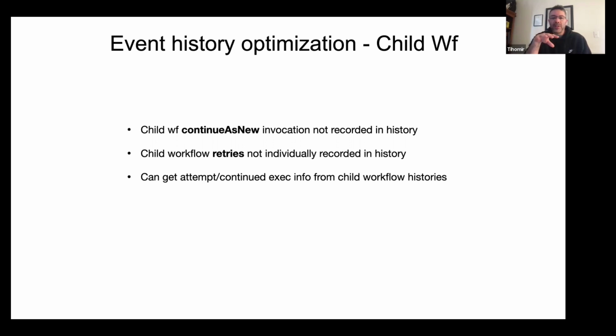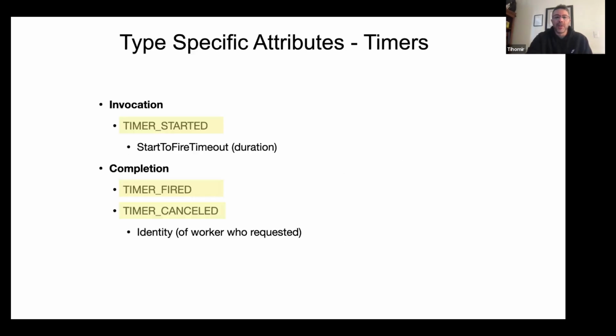Different than activities, for child workflows, we do not record, for example, retry counts and the number of continue as news and stuff like that. But through event history, you can definitely get this information, such as how many times this child workflow was retried or how many times it called continue as new, as far as continuing its invocation as a new child workflow execution through the child workflow histories.